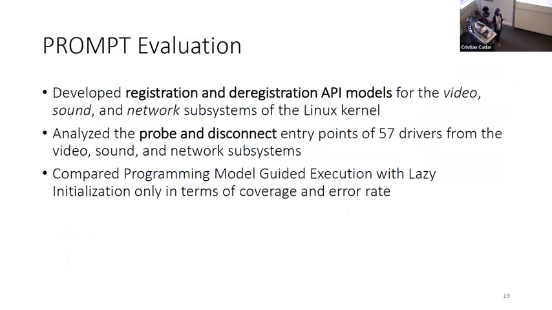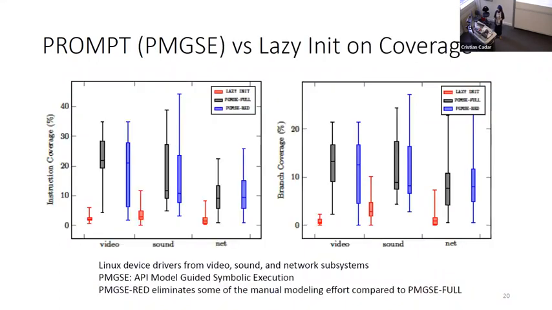And the other type of evaluation we did, we analyzed device driver subsystems. We wanted to analyze the probe and disconnect entry points of these drivers. So these entry points call registration and deregistration API. So we came up with models for these 3 subsystems for 57 drivers. We wanted to see what we are achieving using API models. So we compared coverage and error rate when we don't have API models and just lazy initialization. So what did we really get or achieve?